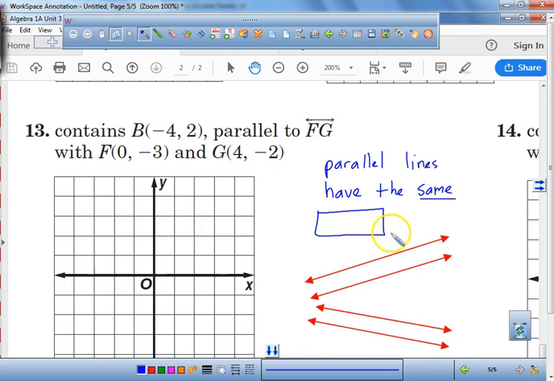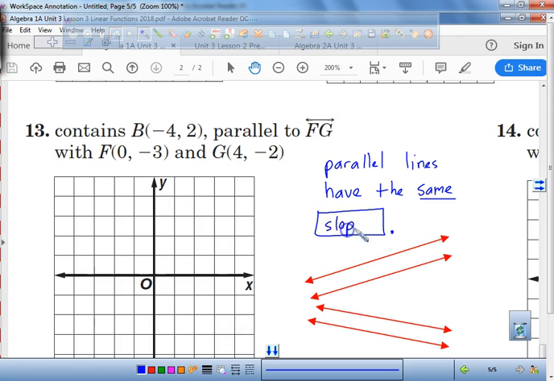So what do you guys think? What would be a phrase that pays? Parallel lines have the same... what do you think? That's right. Parallel lines have the same slope.